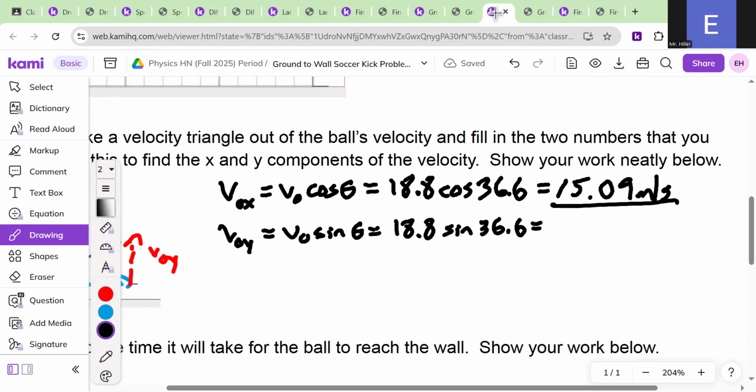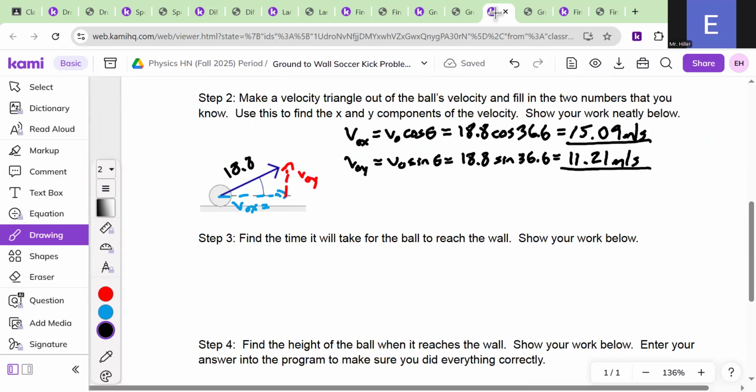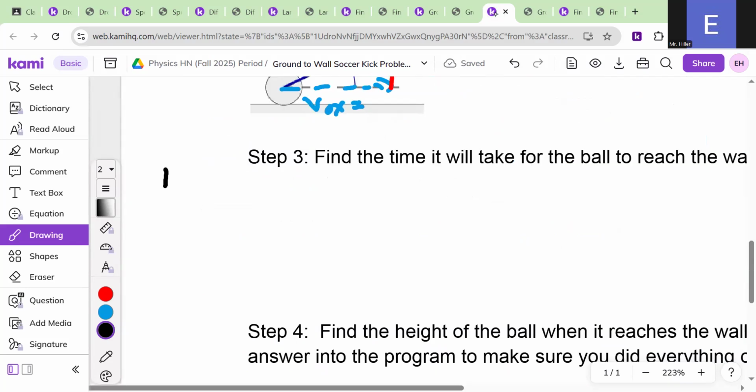Go ahead and take it to a couple decimal points. All right. Now, when I'm ready to find time and height, I'm going to jump right onto my list. Okay, so go ahead and make yours. I'll make mine. Horizontal constant velocity and vertical free fall acceleration.